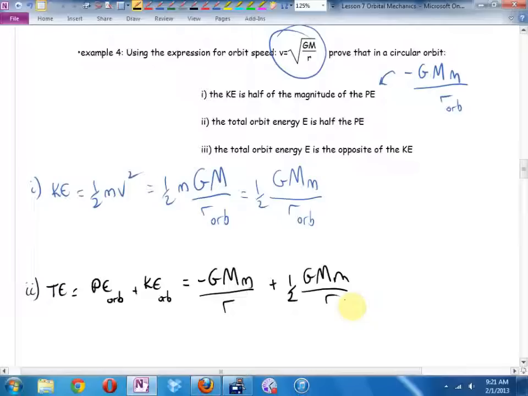Ah, so you're saying that this is really negative a half. Let's write that a little neater, Mr. Dewick. Big G, big M, little m over R, which is half the potential energy.